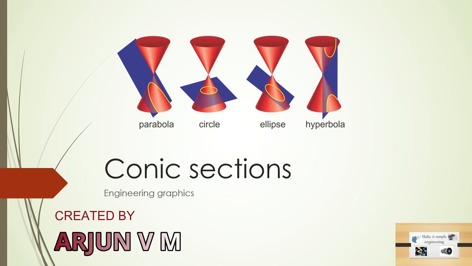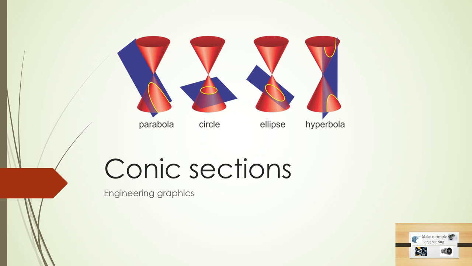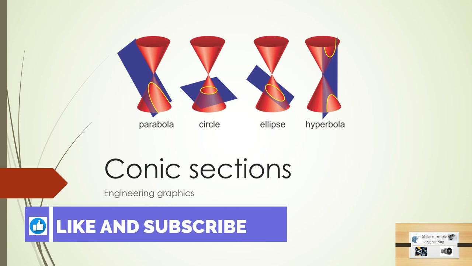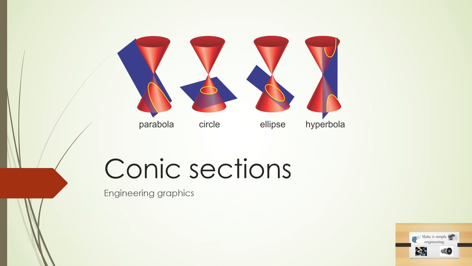Here we are going to see the conic sections under engineering graphics. So what do you mean by conic sections? We can define it as: conic sections can be obtained by the intersection of a right circular cone by a plane in different positions relative to the axis of the cone.